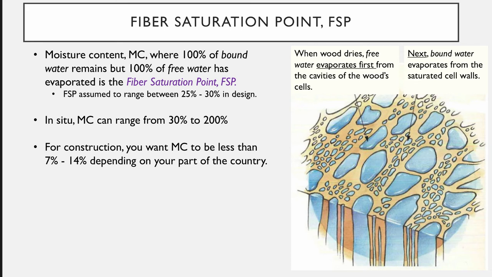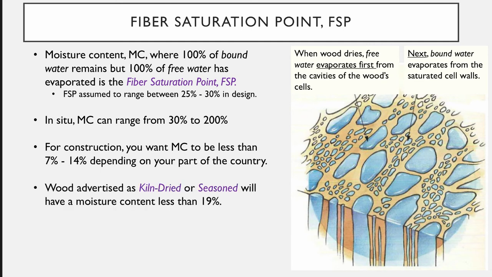Now in construction, you actually need a much lower moisture content, say 7 to 14%, depending on your part of the country and how much humidity plays a part in your wood. And so that's what you want in the wood that's in your walls. And so to get that, you need to season your lumber or kiln dry it. By definition, if you have a moisture content less than 19%, you have seasoned lumber. If your lumber is not seasoned, it's called green lumber. Not by color, it's just wet.